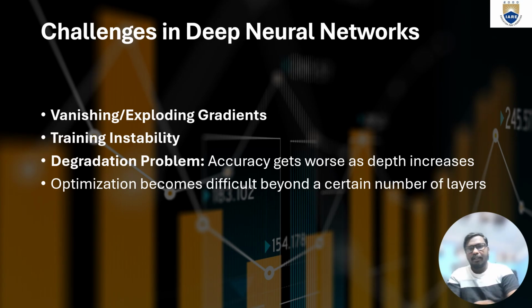Challenges in deep neural networks: vanishing and exploding gradients, training instability, and the degradation problem. Accuracy gets worse as depth increases. Optimization becomes difficult beyond a certain number of layers.